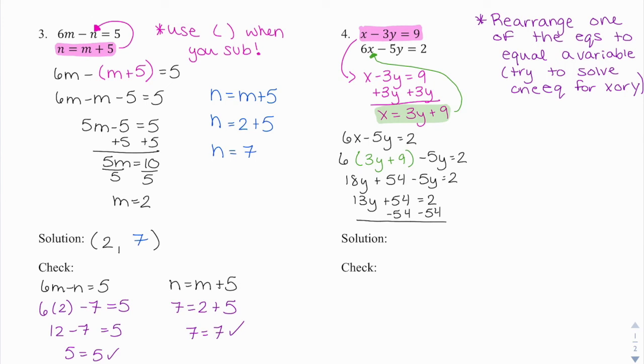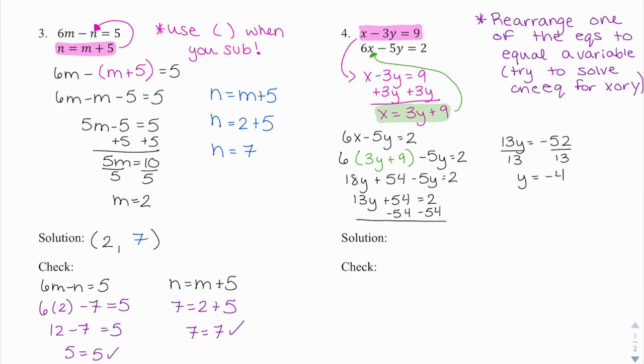Okay, I'm going up here, so I've got 13y equals negative 52. Keep track of those negatives. I get y equals negative 4. So that's the first half of my solution. Remember, solutions are x comma y. So I'm going to fill in the y.